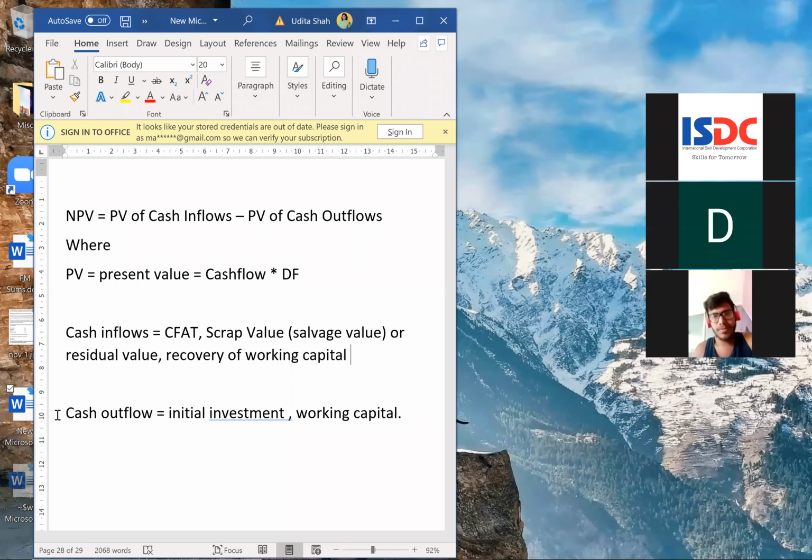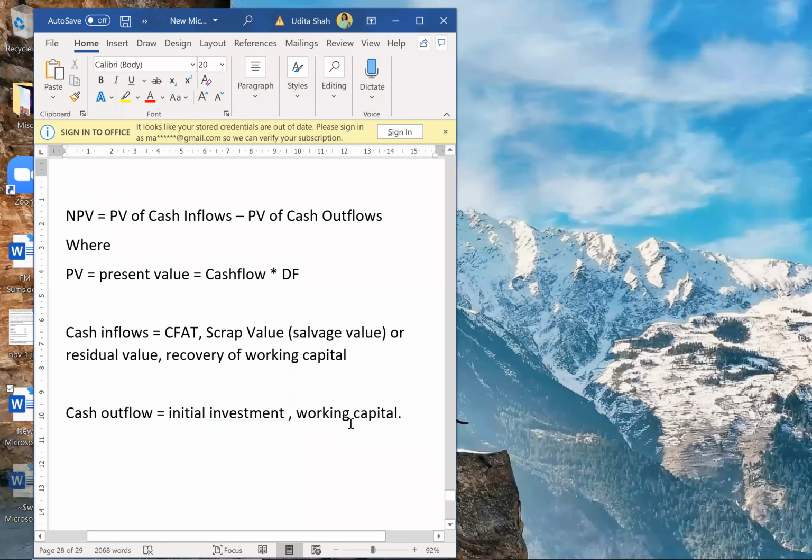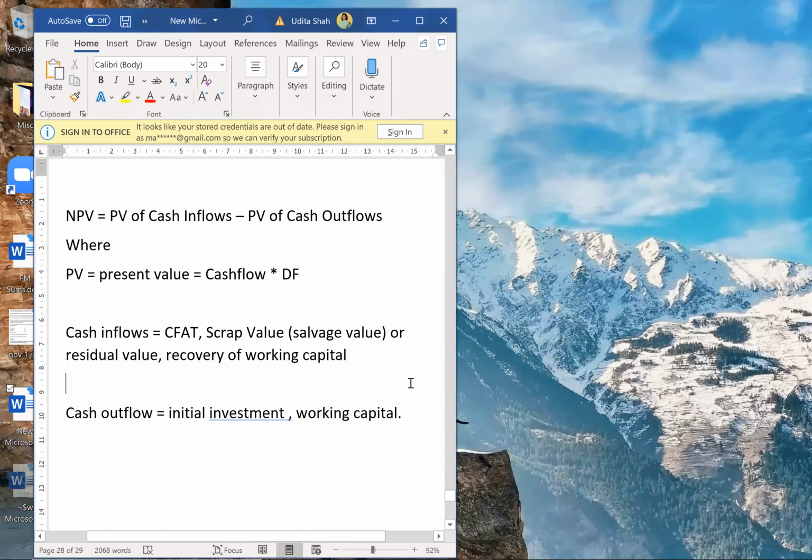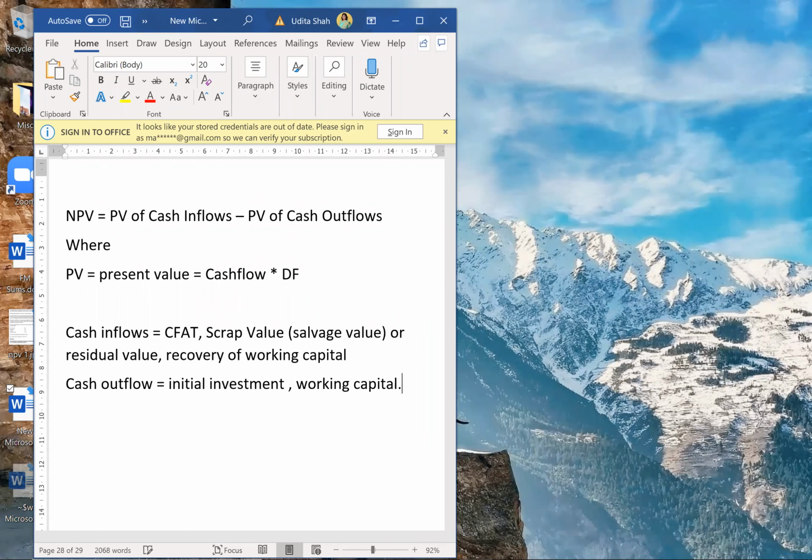And what are my cash outflows? Cash outflow is your initial investment and working capital. Those are my cash outflows. Also, tax on scrap value, because scrap value will show separately, tax on scrap value will also be a cash outflow. So we have to just see what are the cash inflows and what are the cash outflows. Once you get these, you will multiply them by the discounting factor, so you'll get present value. Then see which are the PV of cash inflows and which are the PV of cash outflows, and we'll get our NPV.